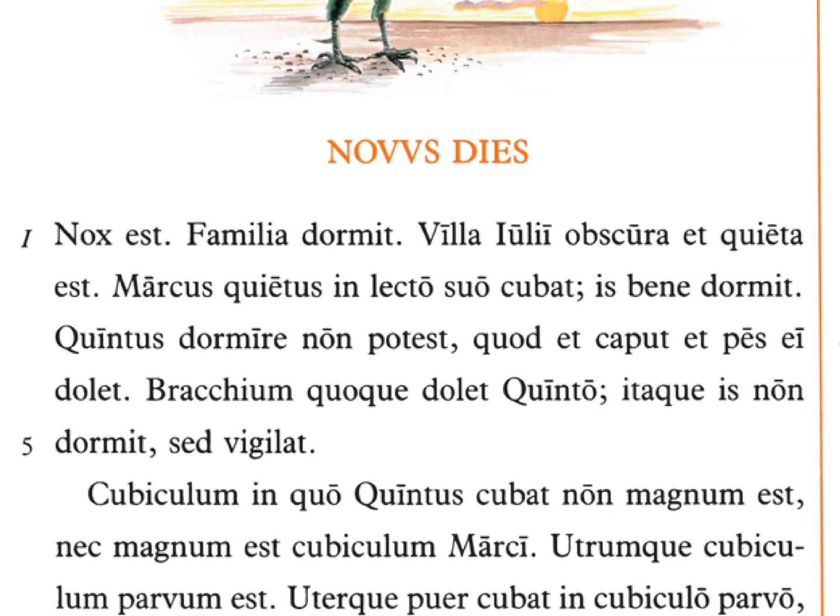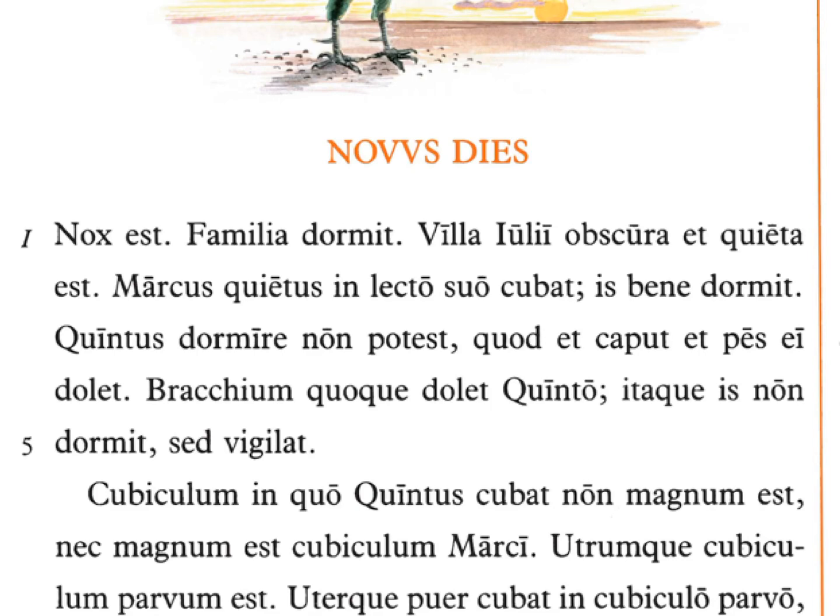Quintus dormire non potest, Quintus is not able to sleep. Quod et caput et pes ei dolet, because both the head and the foot hurt for him. Ei is literally dative, for him. We in English, however, would use his, the possessive form here. So we would say both his head and his foot hurt.